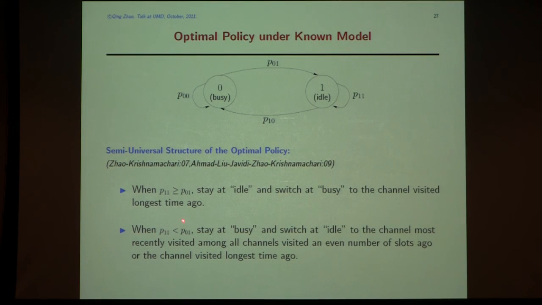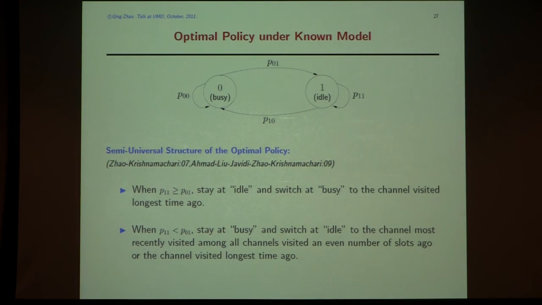In the other scenario, if P11 is smaller than P01, then we do it the other way. If the current channel we sense is busy, and we didn't get any reward, we actually sense it again until it becomes idle and we get the reward, then we switch. And which channel do we switch to?